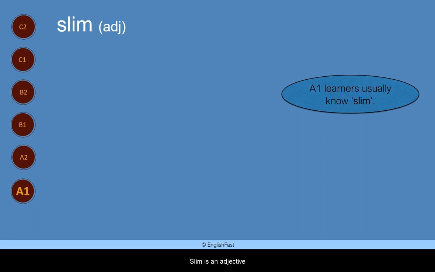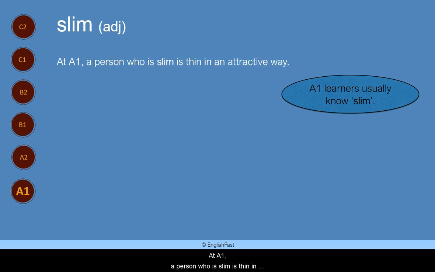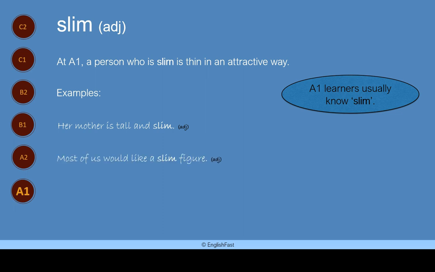Slim. Slim is an adjective. A1 learners usually know slim. At A1, a person who is slim is thin in an attractive way. Here are some examples. Her mother is tall and slim. Most of us would like a slim figure. She eats a lot but is still very slim.